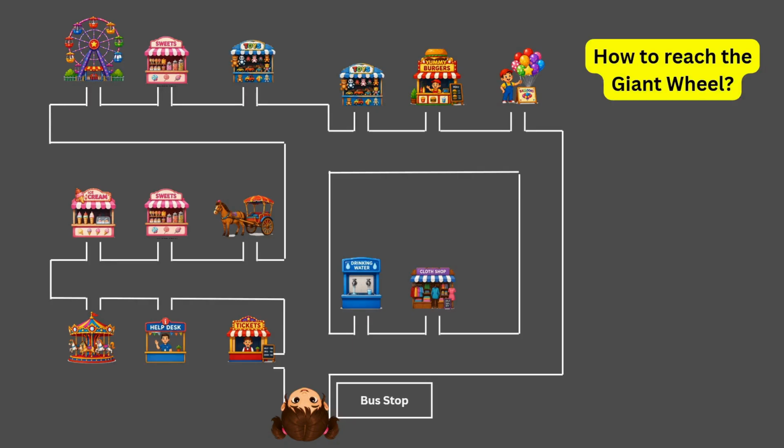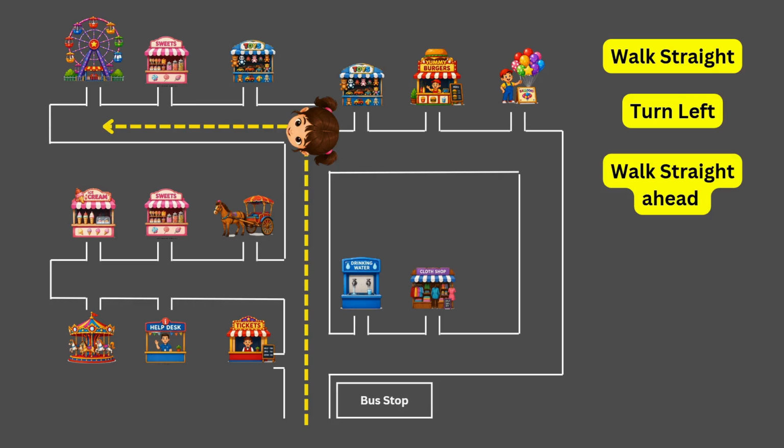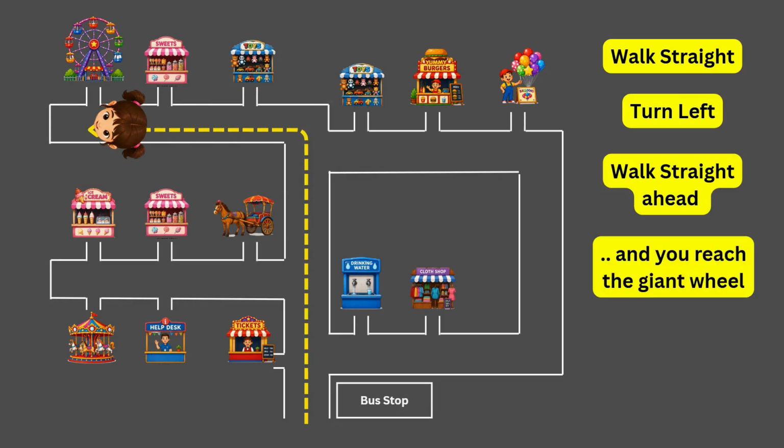We can guide them step by step. We can say, walk straight, turn left, and then keep moving ahead. And you will reach the giant wheel. So in this lesson, we learned how to read a fair map. Maps help us find places, understand directions, follow paths, and move from one place to another easily. Now, you are ready to explore any place using a map.